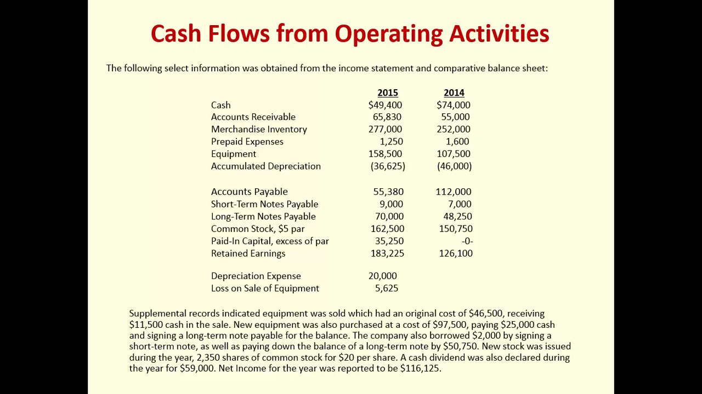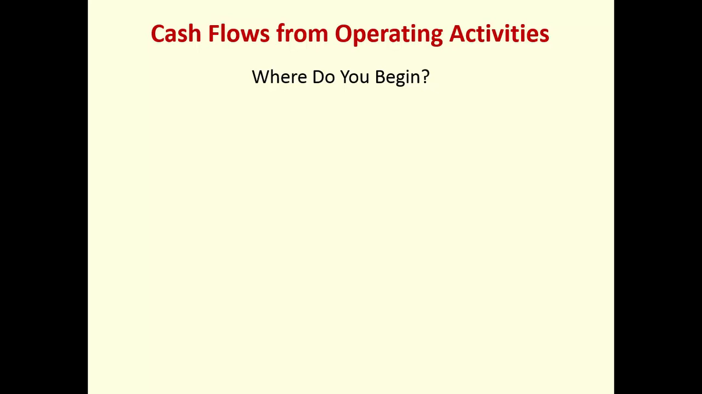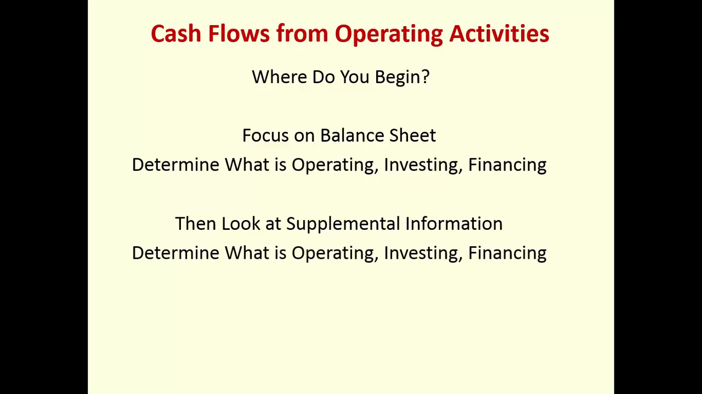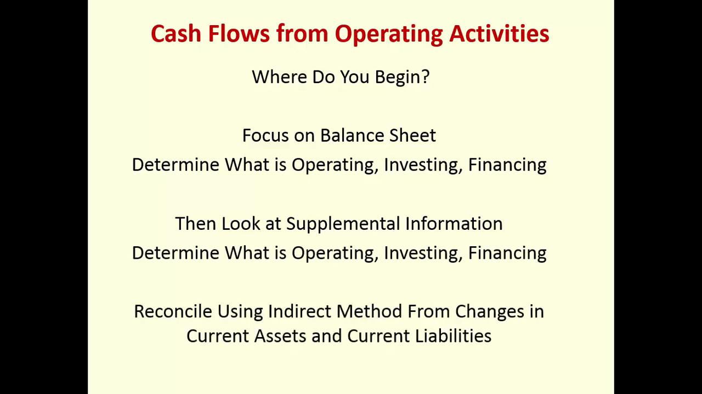But still, there's a lot of information here. So how do we split this up? Where do you begin? Well, focus on the balance sheet and determine what goes in the three sections. Then look at the supplemental information. And with this example, it would be that paragraph on the bottom. What goes in each section? And then you're going to reconcile.